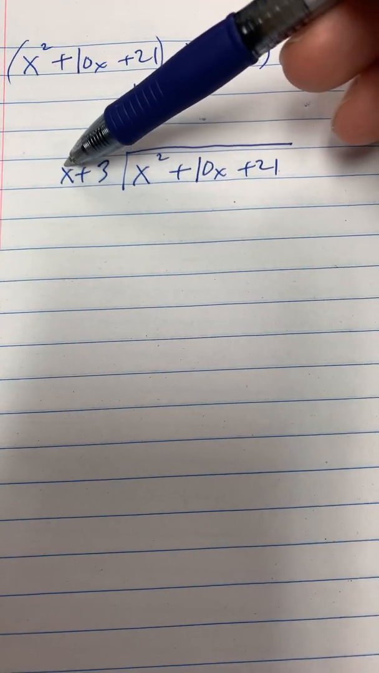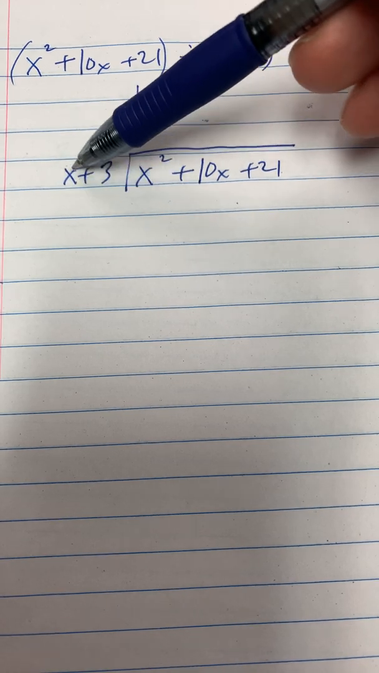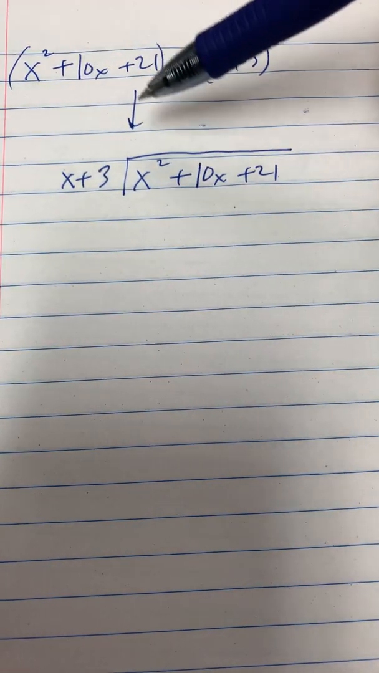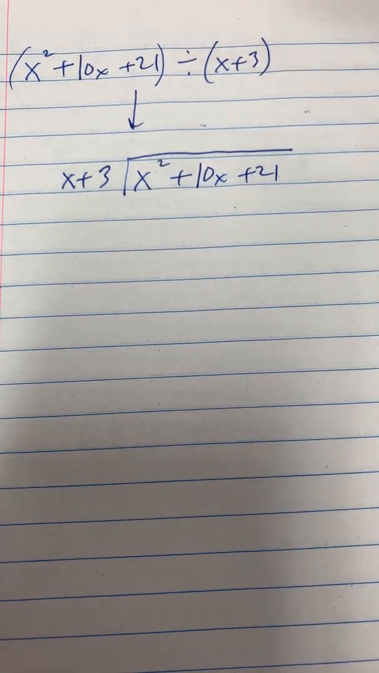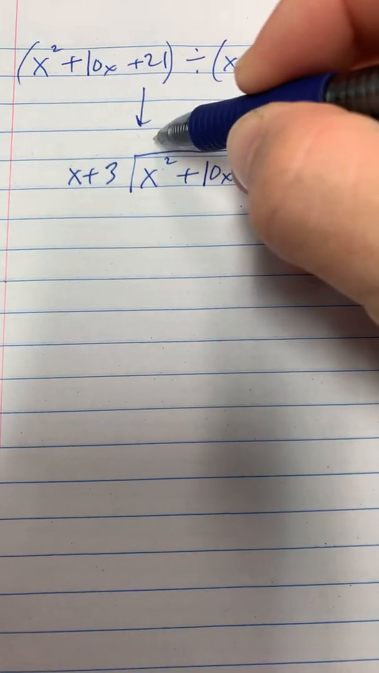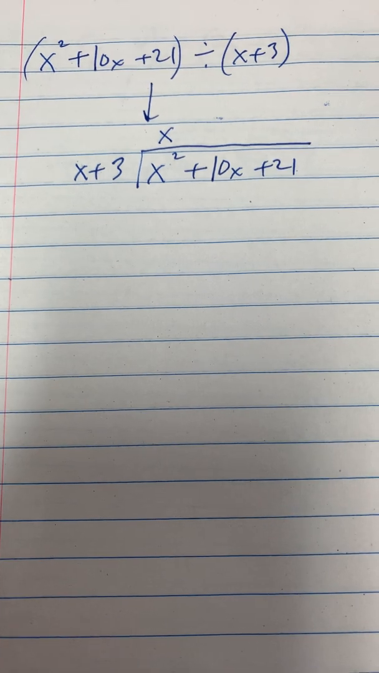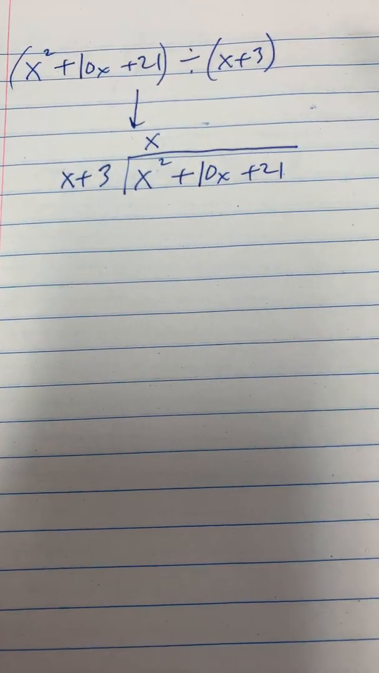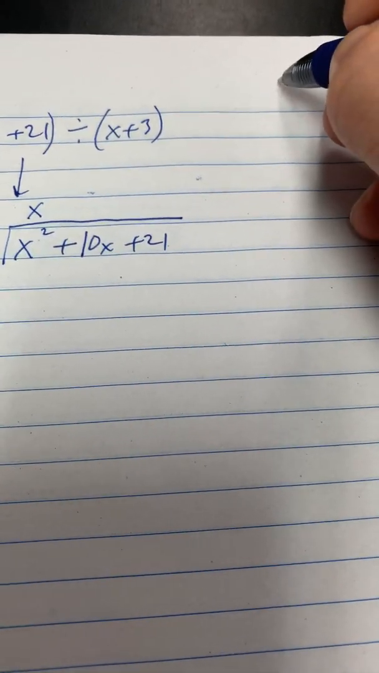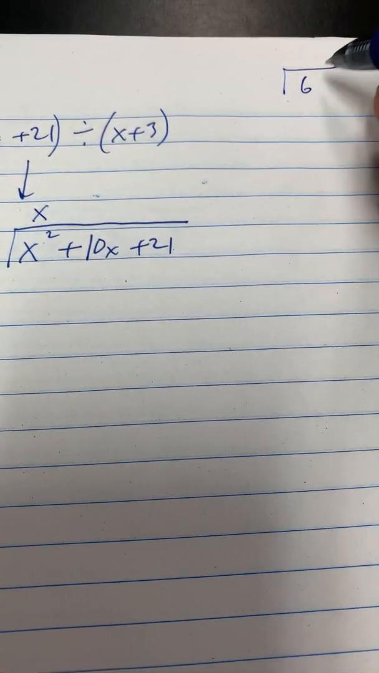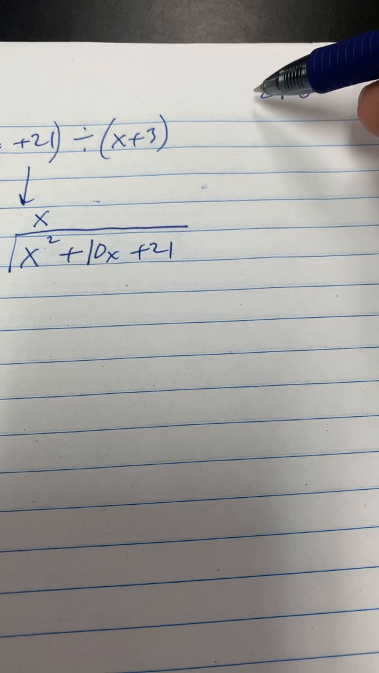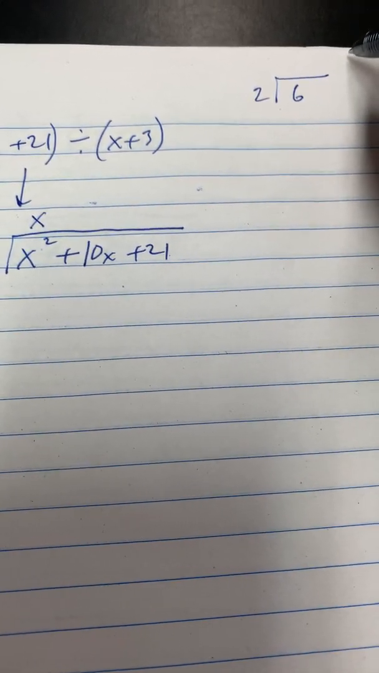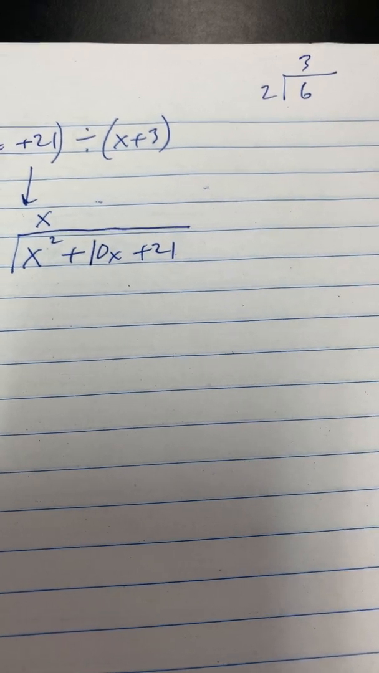by asking ourselves, we're going to look at this first term right here, and we're going to say x times what gives me x squared. And of course that would be x. Okay, x times x gives me x squared. It's just like regular division. 2 times what gives me 6? Well, that'd be 3.